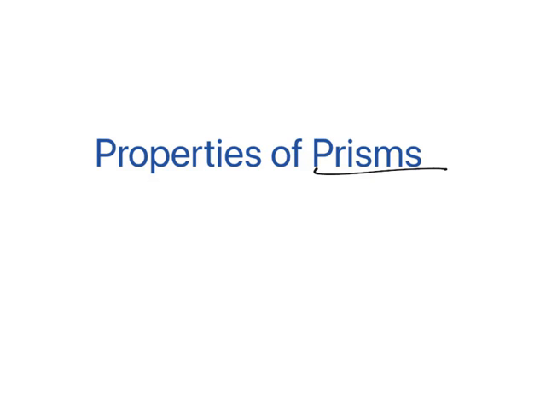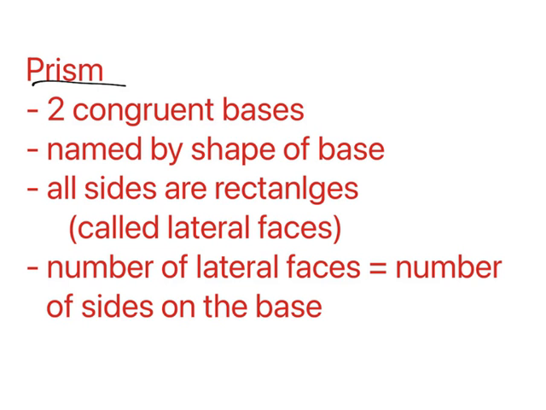Properties of prisms. Now, a prism is a three-dimensional shape that has two congruent bases. Congruent means equal. We name them by the shape of the base. So if the base is a triangle, it's a triangular prism. All sides are rectangles. When we say sides, we mean the lateral faces.